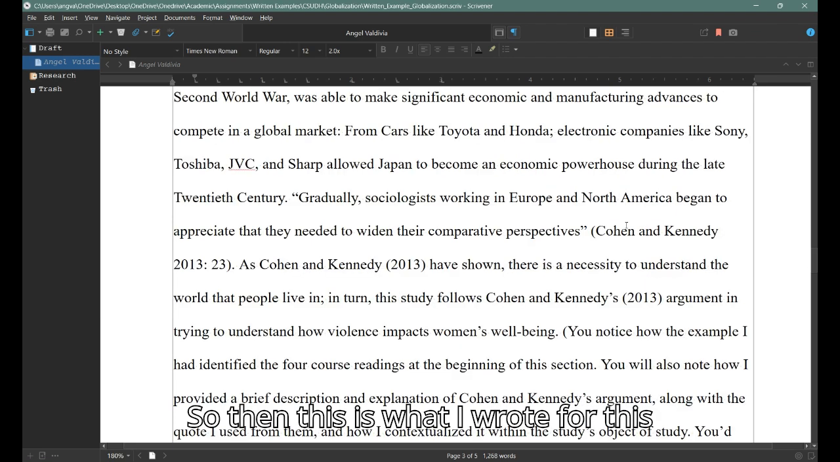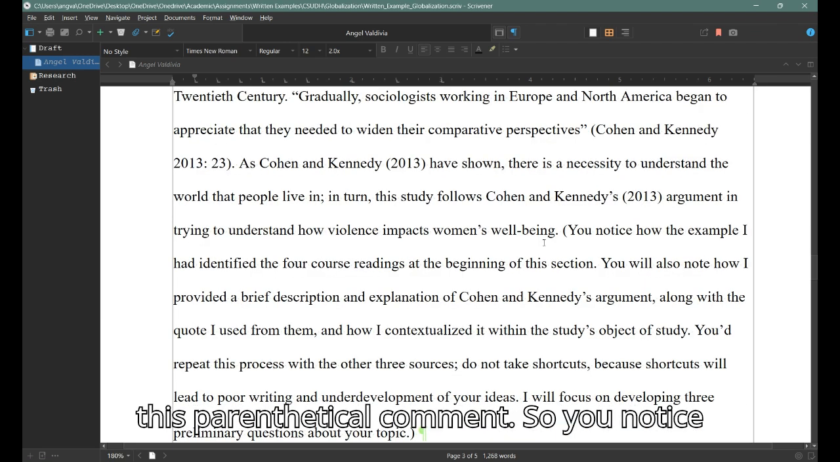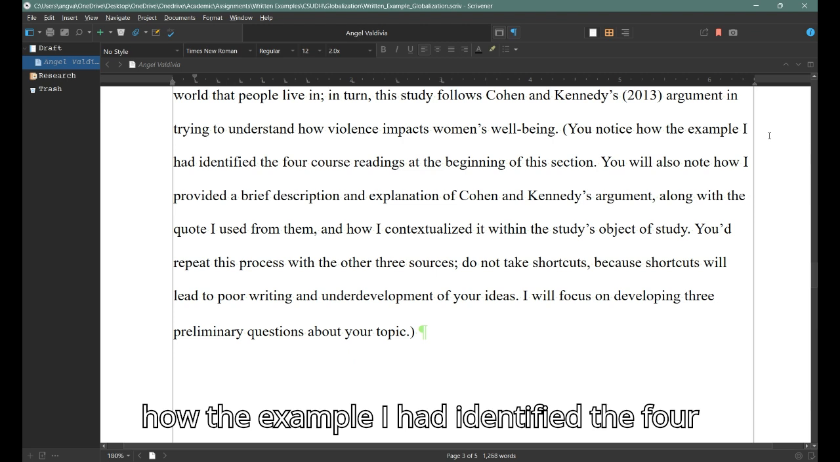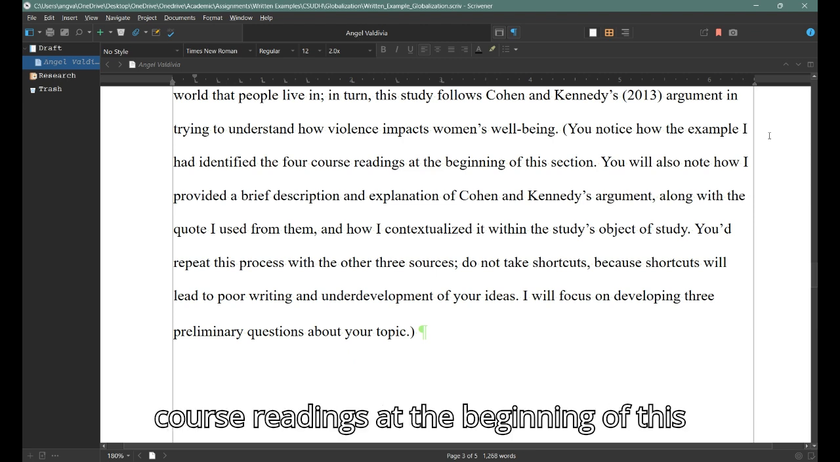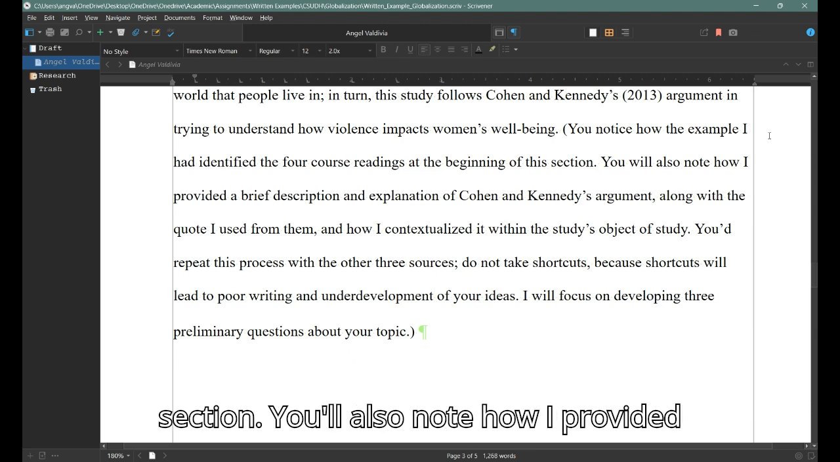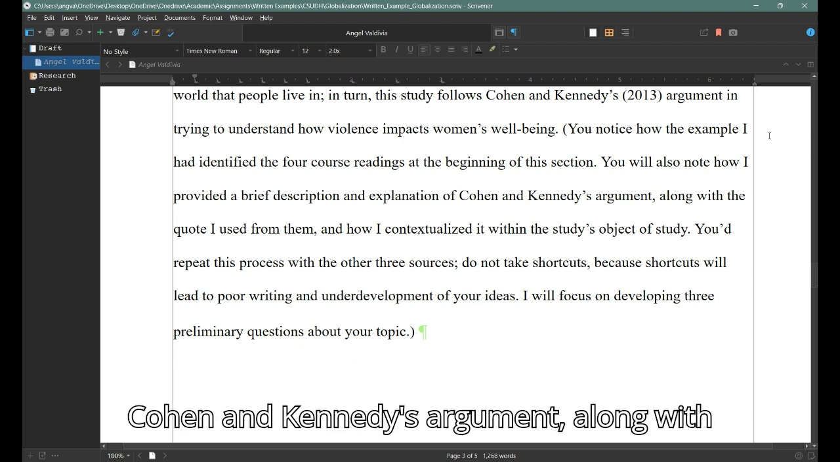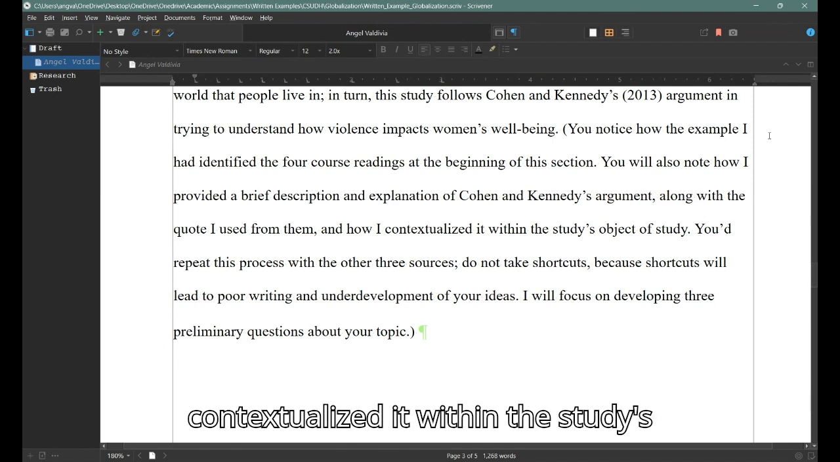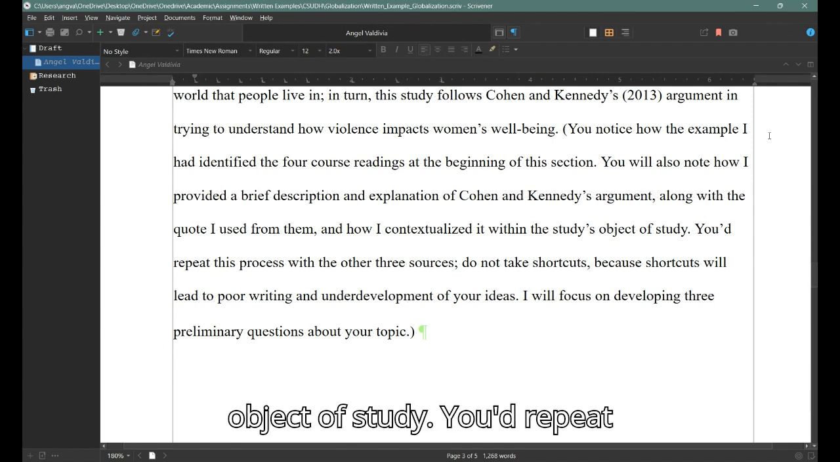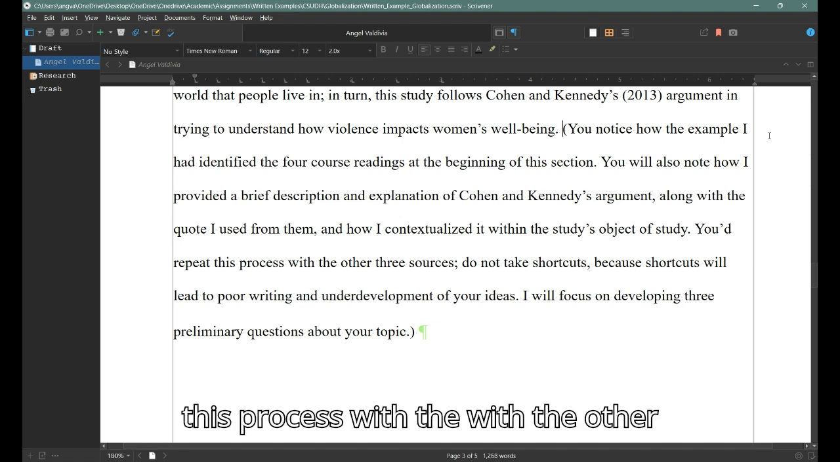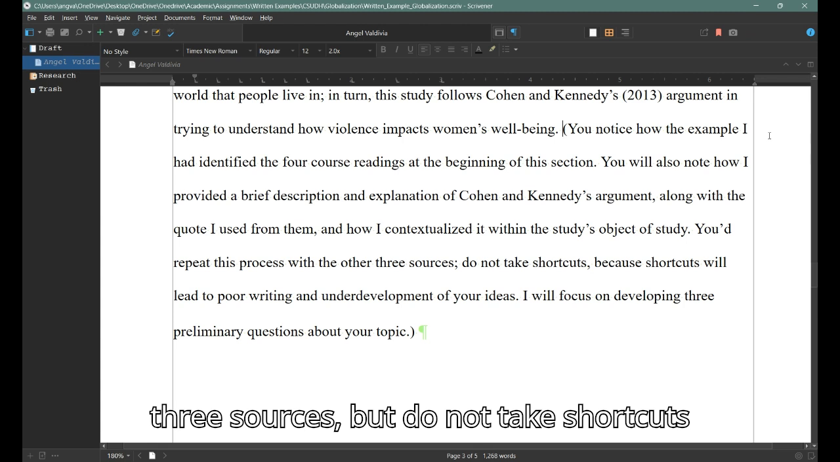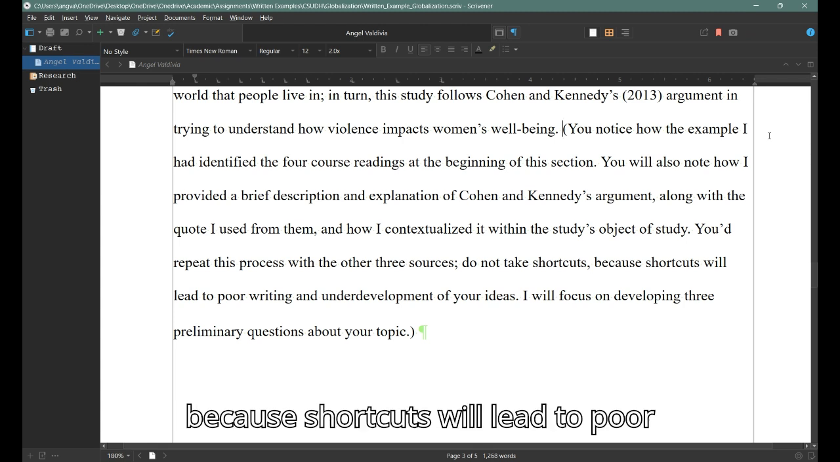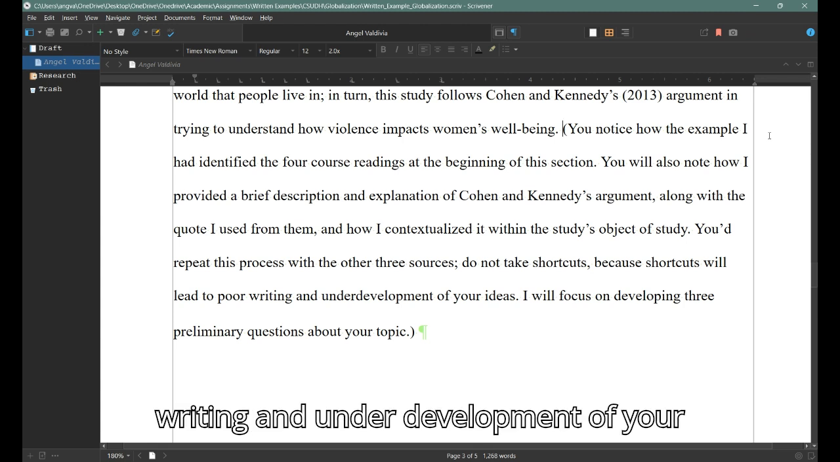So this is what I wrote for this parenthetical comment. You notice how in the example I identified the four course readings at the beginning of this section. You will also note how I provided a brief description and explanation of Cohen and Kennedy's argument along with the quote I used from them, and how I contextualized it within the study's object of study. You'd repeat this process with the other three sources, but do not take shortcuts, because shortcuts will lead to poor writing and underdevelopment of your ideas.